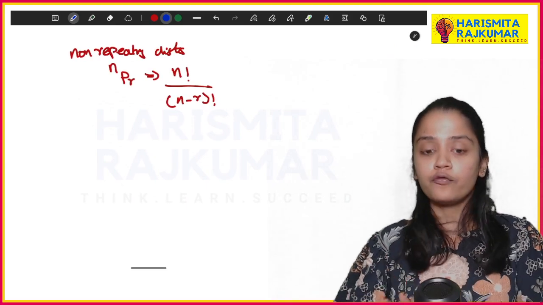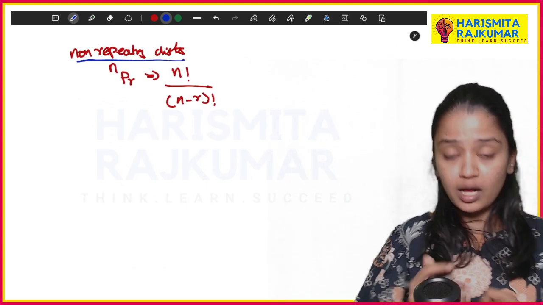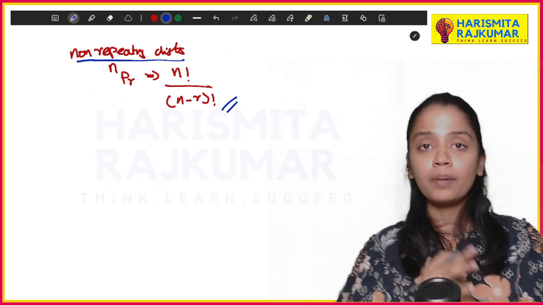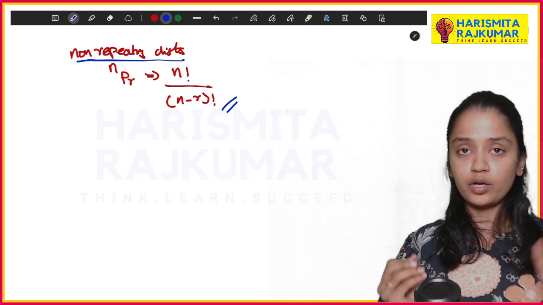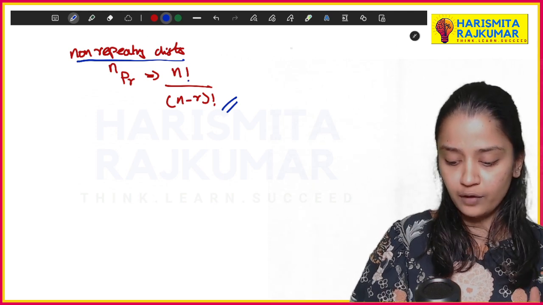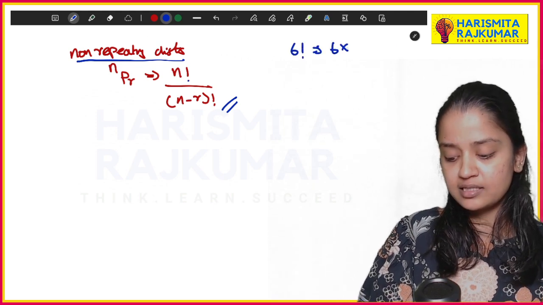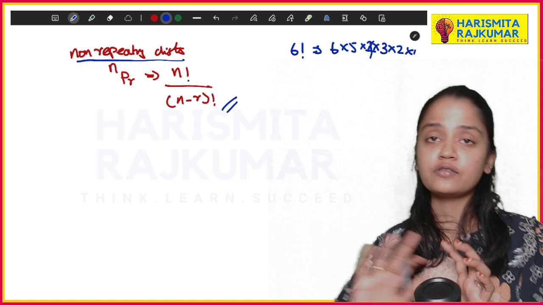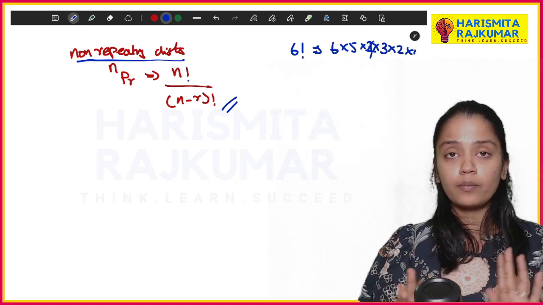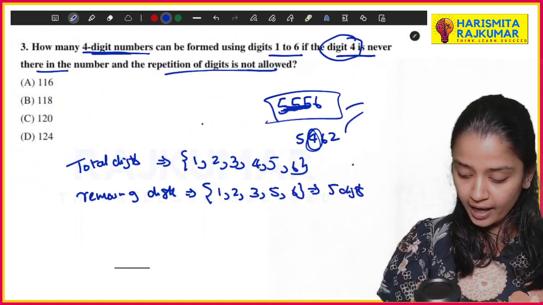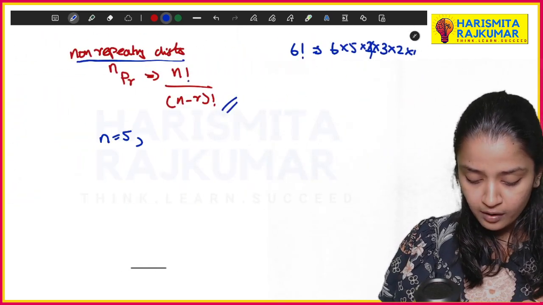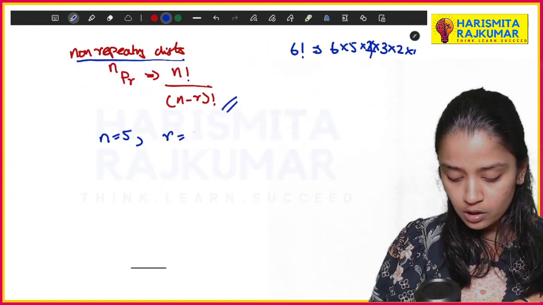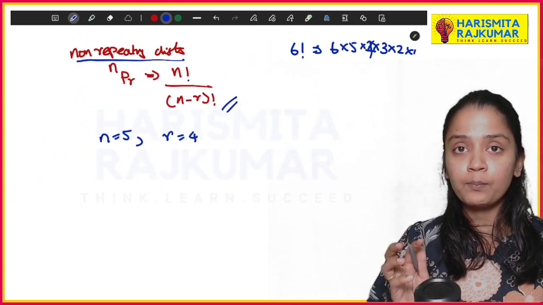For that, if you have to get a non-repeating number, your formula is nPr, permutation. Here n factorial; I hope you understand what a factorial is. If you have 6 factorial, you write 6 into 5 into 4 into 3 into 2 into 1. This is factorial. So this is your formula for non-repeating. Here, your n is 5, and what is your r? You have to make a 4-digit number, so r is 4. You have to find 5P4.